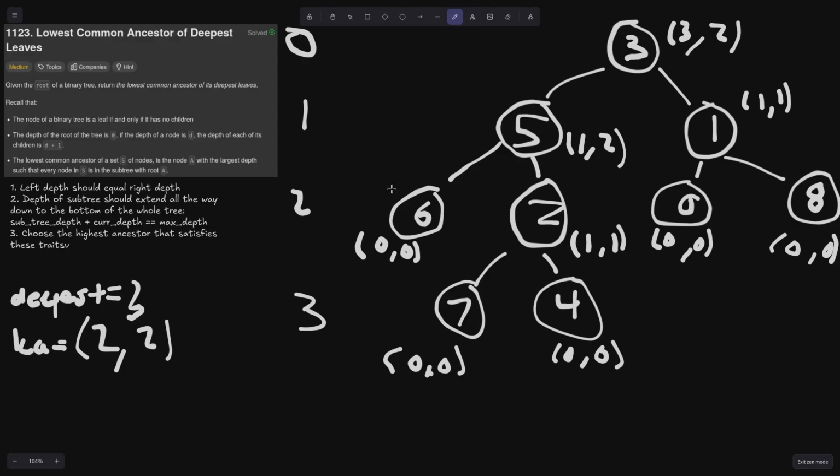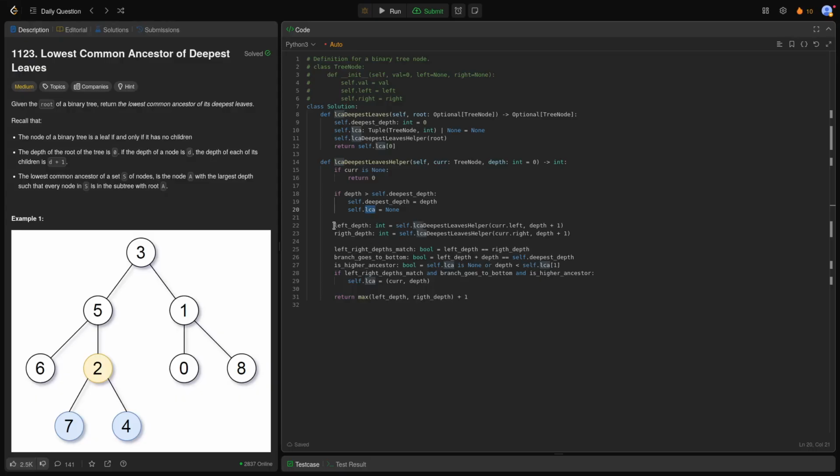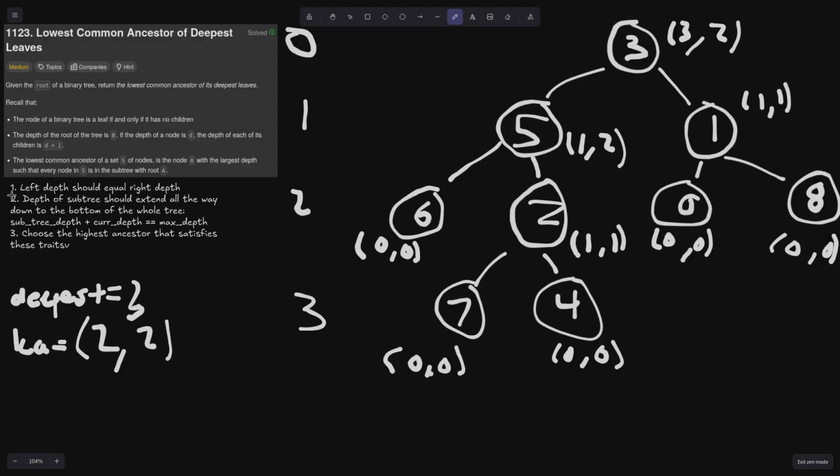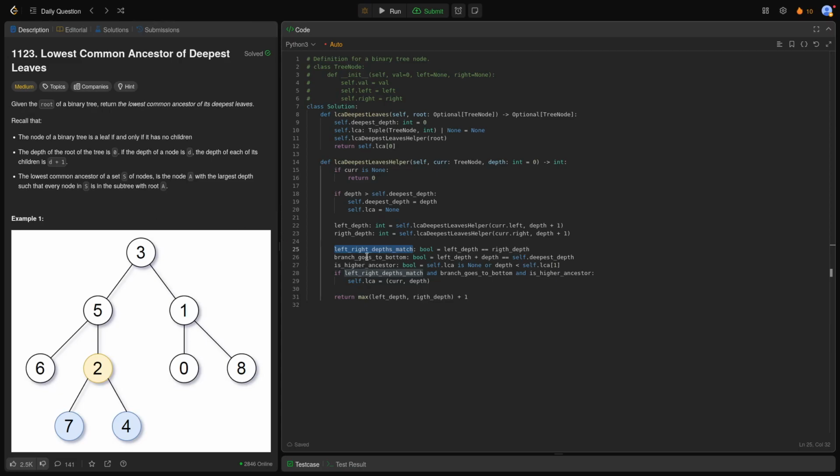This is because in this example, remember, we found a new deepest depth at 7 after we had set 6 as our LCA, but 7 was deeper. That means that 6 does not contain the deepest element. Ergo, it's invalid. So we have to set it to none again. All right. And then we're going to get the left depth and the right depth. Note that we increment depth as we go down the tree. All right, and then we have to check our 3 conditions. Does the left and right depths match? Here we go. Do the branches go to the bottom?